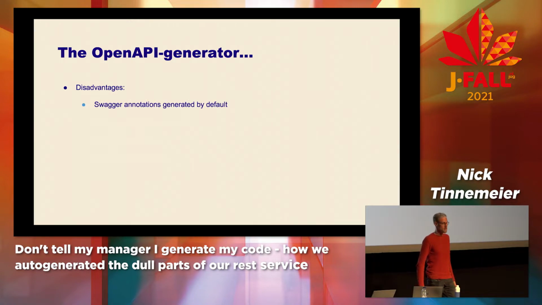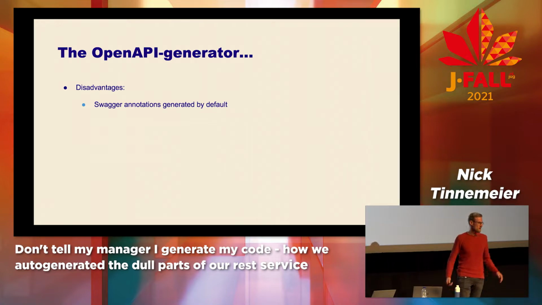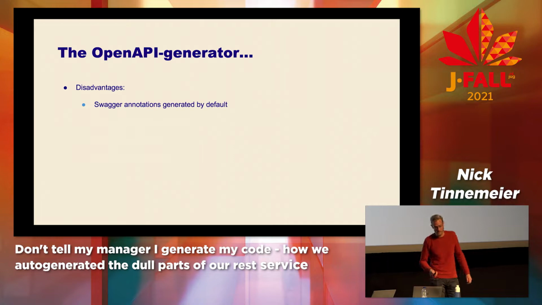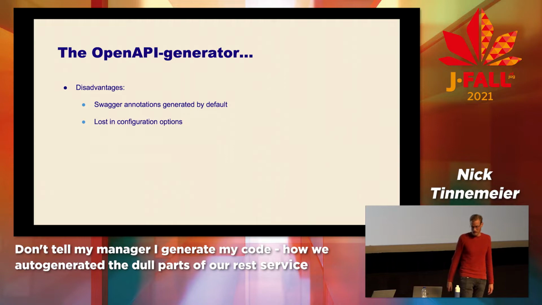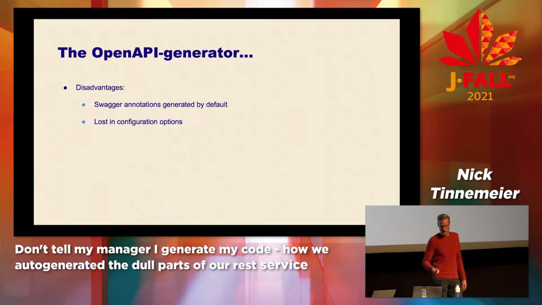The Swagger annotations are generated by default, and, well, I might be wrong, but we couldn't find a way to actually get rid of that. We don't mind, but if you do, well, it's kind of mixed in between Spring annotations, Java annotations, and Swagger annotations, so you might not like that. Sometimes we got a bit lost in configuration options, because there are a lot of them, and they're not always that well documented. We stumbled upon a few bugs.